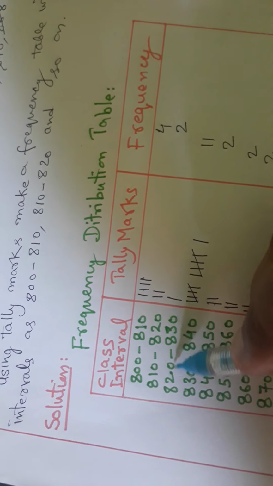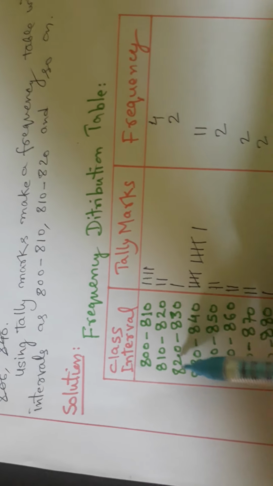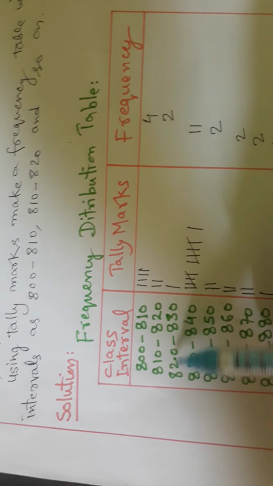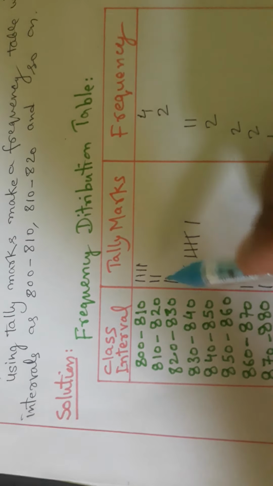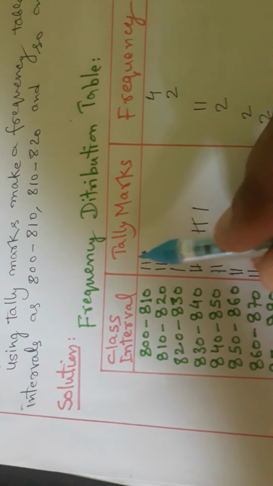Keep in mind that suppose this 830 is there, it means you enter here, not again here, only in this, so that the frequency will come, the tally mark will come correctly. So 830 lies between here also, here also, but don't take here. The upper one means you take here. Okay, so one tally. You just draw this line, this is called one tally.